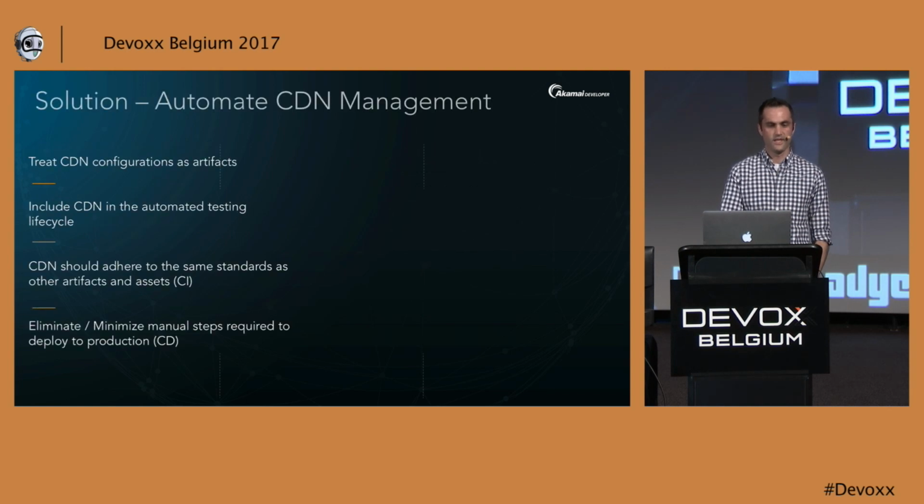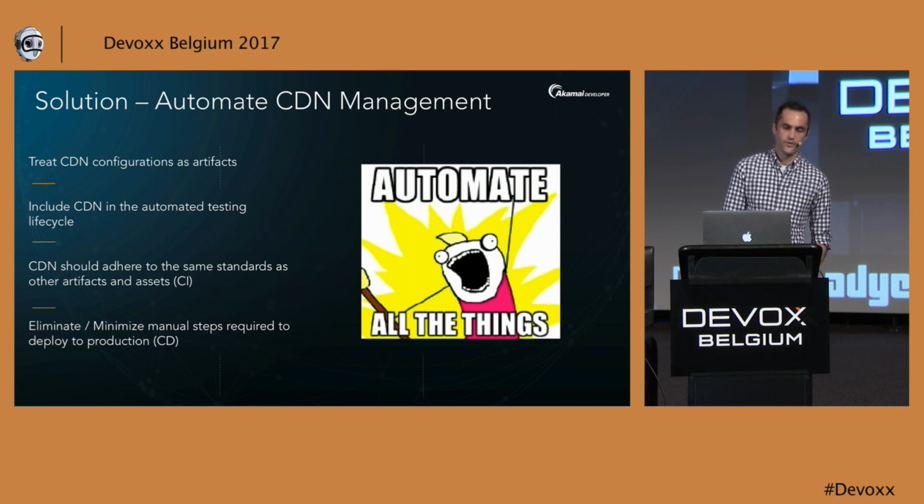So how do we do this, right? Well, with everything, it's automation, right? So I guess the approach is we need to treat CDN configurations, all this logic and behavior, as versionable artifacts, right? They need to be included in some type of automated testing process, just like everything else. They should adhere to the same kind of standards and scrutiny that our origin applications and our configuration do, internally. Just because it's a service doesn't mean we have to treat it any differently.